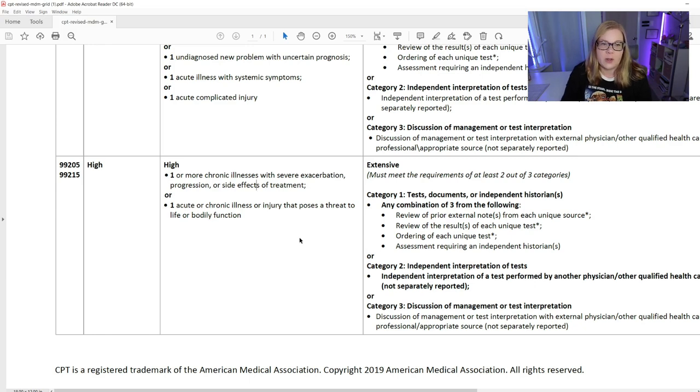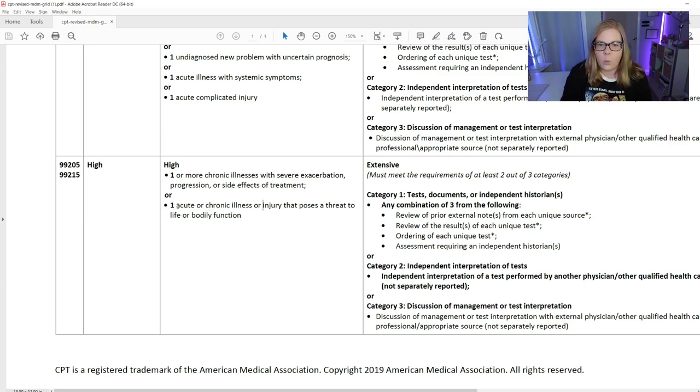So for example, a patient has COPD. If they have a severe exacerbation of their COPD, that would qualify as high. Just the status of saying COPD exacerbation alone doesn't qualify, because it has to be severe. And that's a very key term there. We have to prove that this is a severe exacerbation of a COPD or an asthma or of kidney failure, something that is severe, or severe side effects of their treatment.